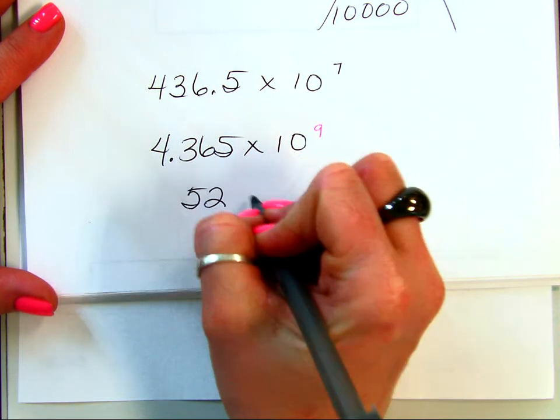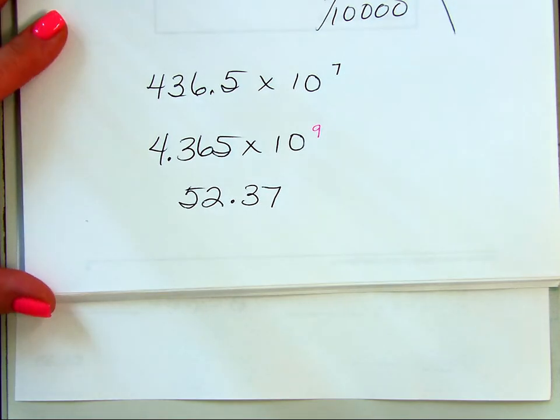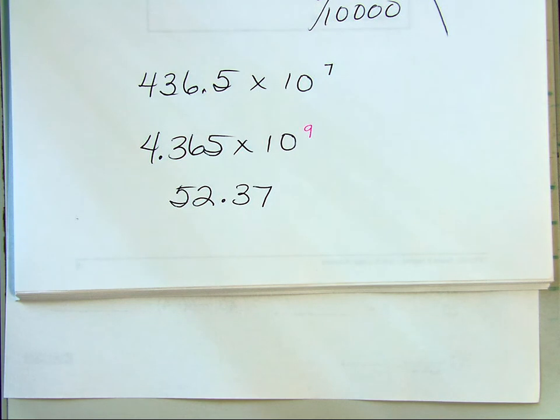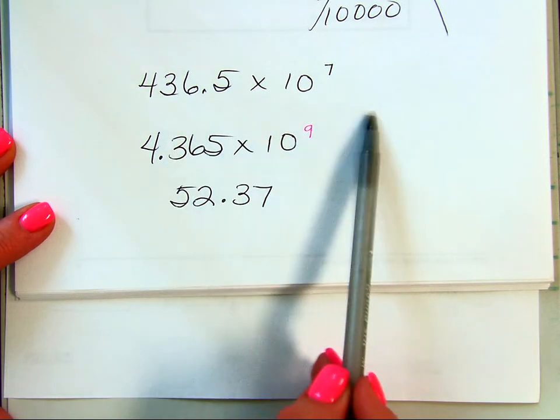52 and 37. Yeah. And you know what? That would be okay if I asked you to put it into standard form. Do you guys know? I'm really glad she asked that. Because if I said put it in standard form, then you would take that and you would go 1, 2, 3, 4, 5, 6, 7. Boom, there's your answer, right?